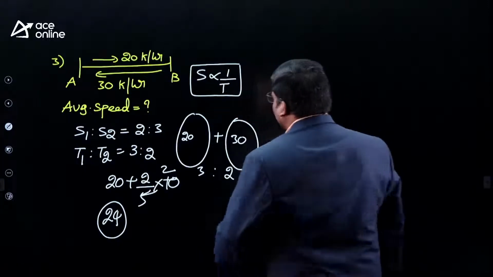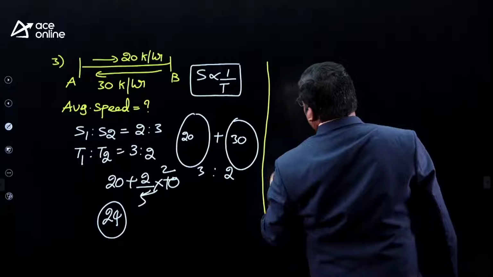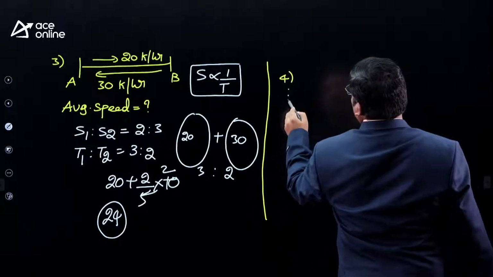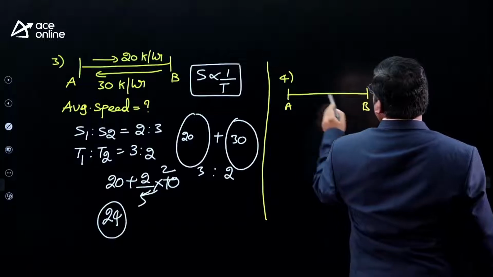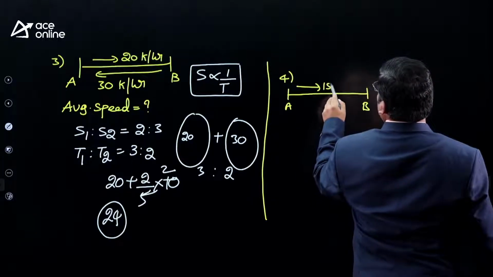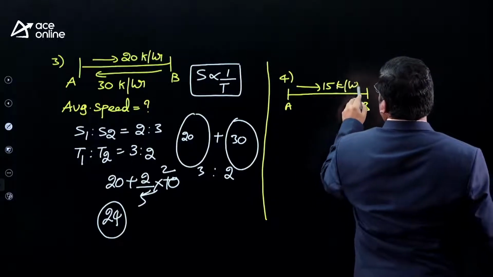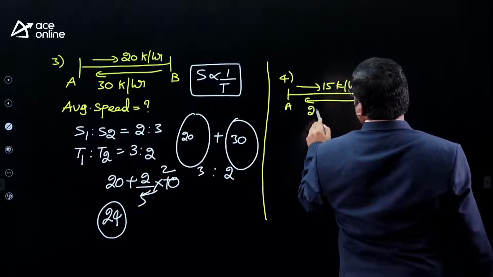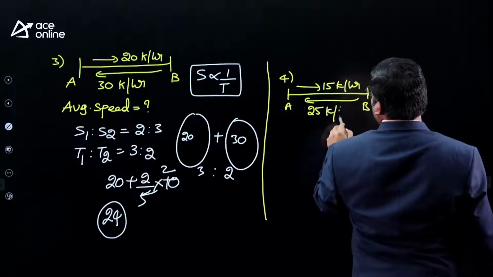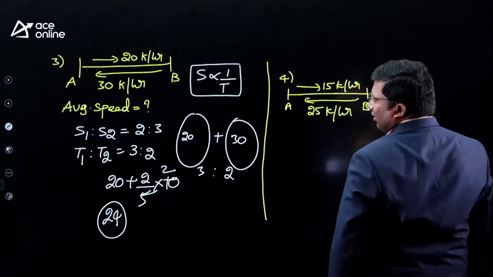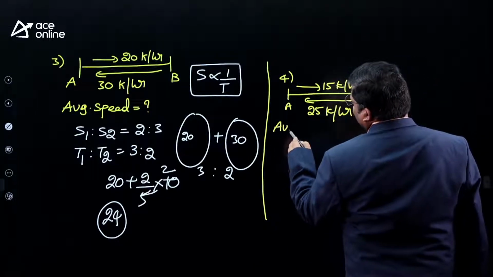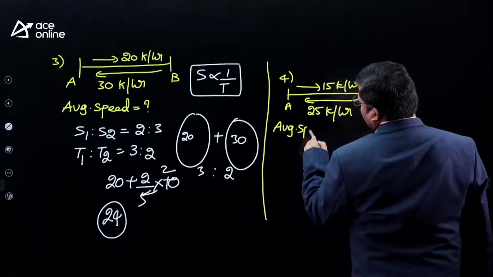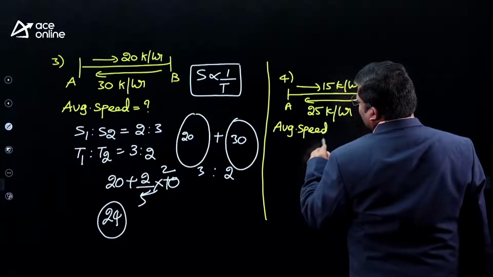Answer is 24. One more question we will solve. These are all easy questions if you just understand the idea, sir. A to B going at 15 kilometers per hour. Coming from B to A, it is 25 kilometers per hour. Find the average speed.